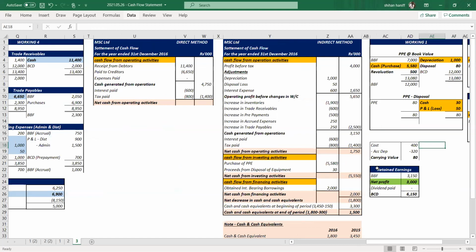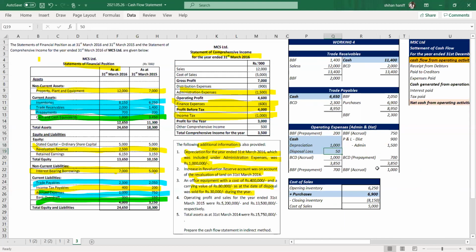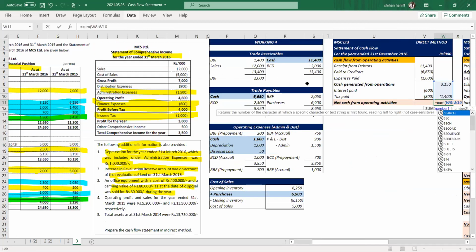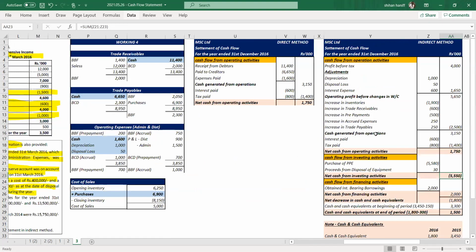So 3,850 minus 1,600. So here 1,750. So you get the same answer. Cash generated from operations 3,150.